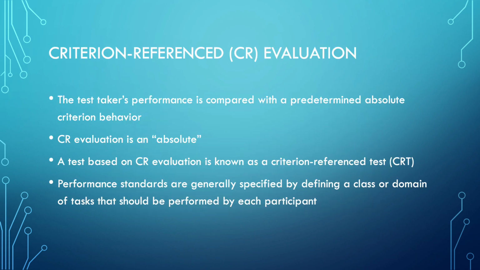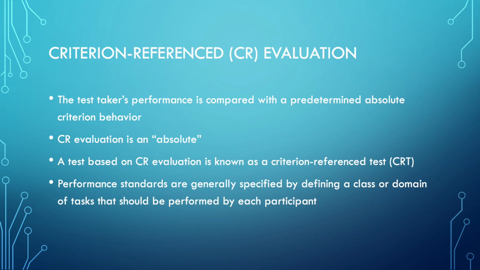On the other end, we have criterion-referenced evaluations. These tests take the performance and it's compared to a predetermined absolute criterion behavior. So previously we used the example of a driving test. There's a predetermined behavior. When you're driving on the road, if you hit a curb, you automatically fail, or you need X amount of points in order to get your driver's license. A test based on criterion evaluation is known as a criterion reference test. This is often abbreviated as CRT.